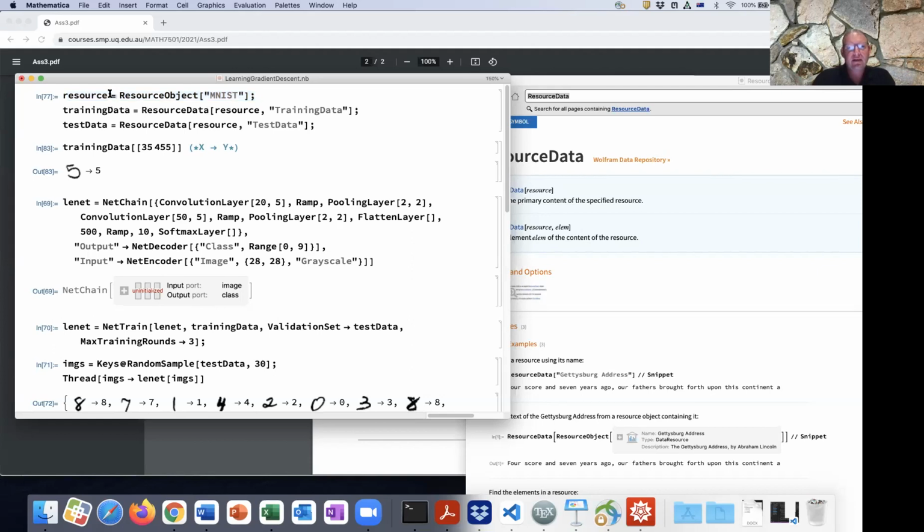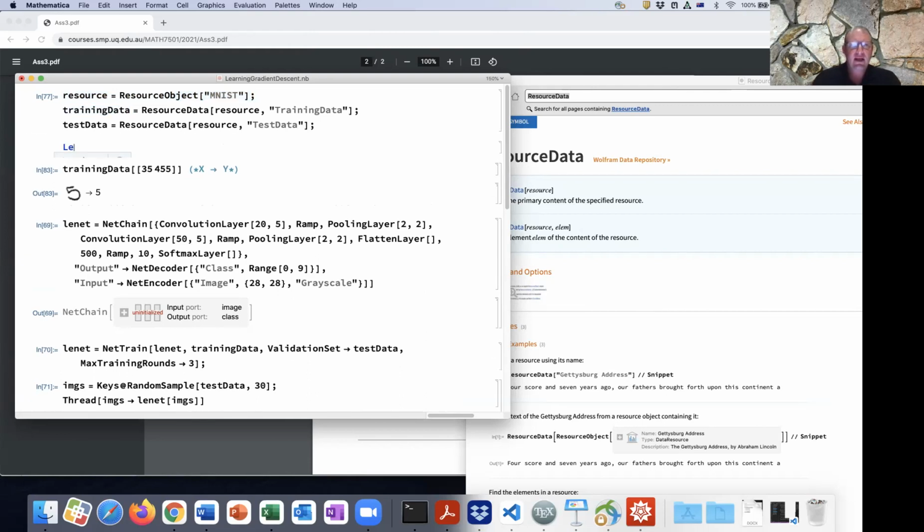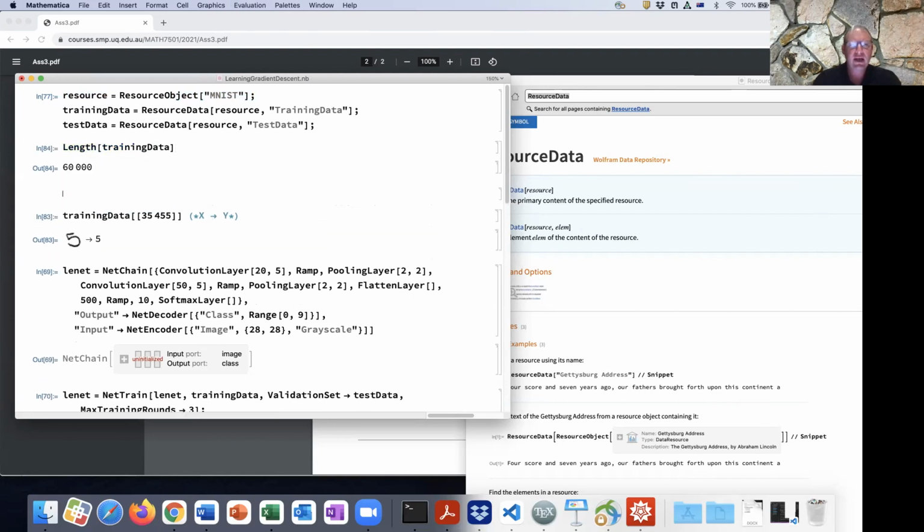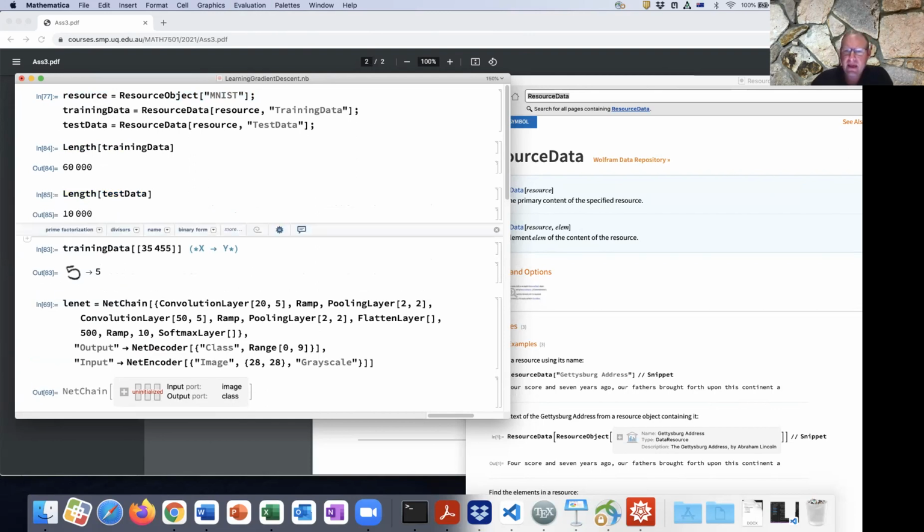So this line here pulls the MNIST data set, and this calls the training data. And if we look at the length of the training data, it will be 60,000, and there's test data, which will have a length of 10,000.